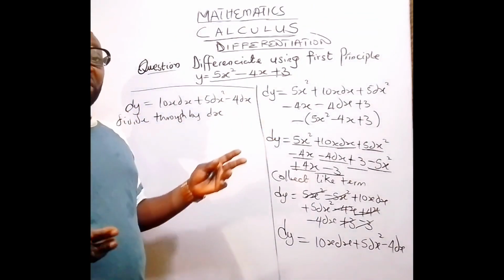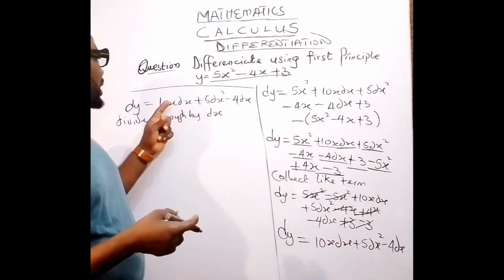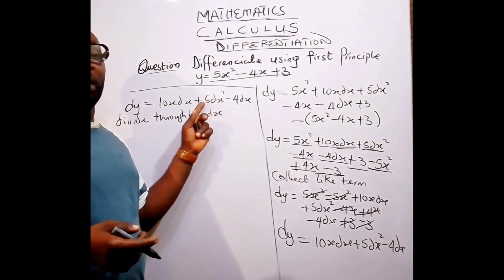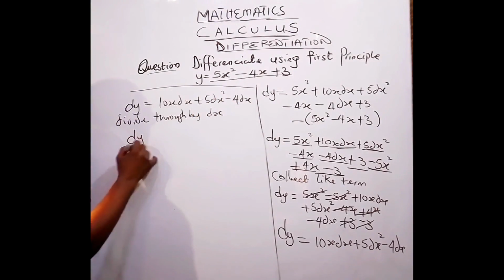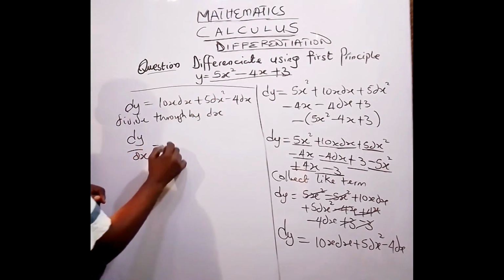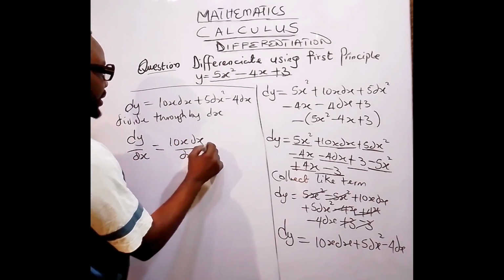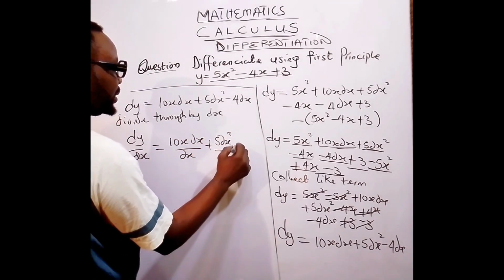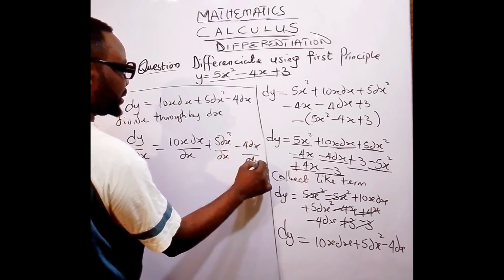In other words, even if you have the x over everything here, what you are still going to get is each of these terms divided by that x, because they are separated by positive and negative signs. So let's go ahead and solve our question. The y dx now will be equal to 10x dx over the x plus 5 dx squared over the x minus 4 dx over the x.